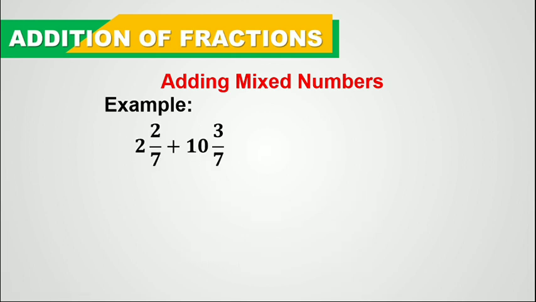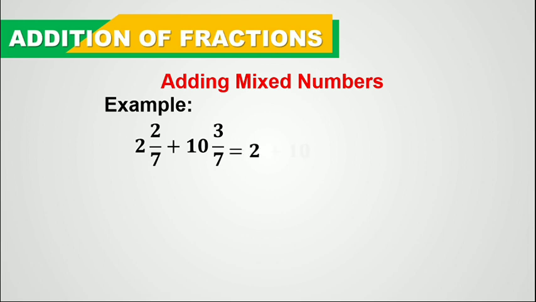Let's add 2 and 2 over 7 and 10 and 3 over 7. So as what you can see, they have the same denominators for their fractions. So 7 og 7. So pareha sila og denominators. So saan naman po na nato? So dali ra. This is just easy when you're going to add mixed numbers with the same denominators in their fractional part. So you add the whole numbers first.